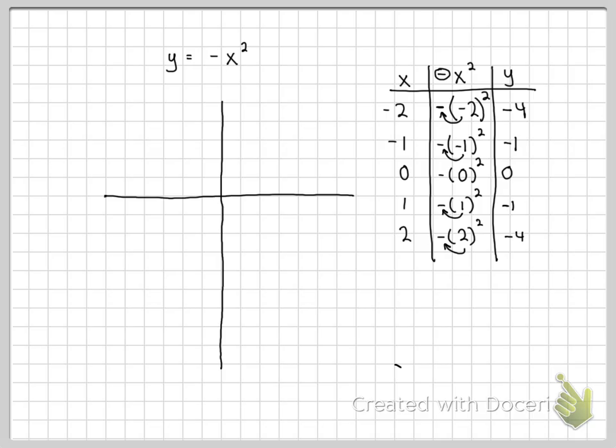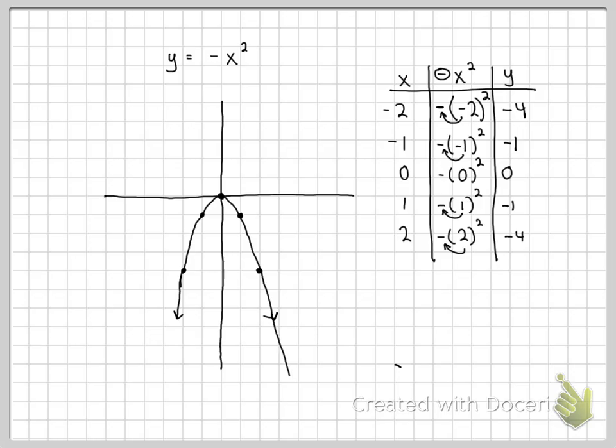Okay? So we'll plot those points. Negative 2, negative 4 is right here. Negative 1, negative 1. Then 0, 0. Then 1, negative 1. And 2, negative 4. And that is an upside down parabola, which will go down forever, okay? And then domain and range, okay?